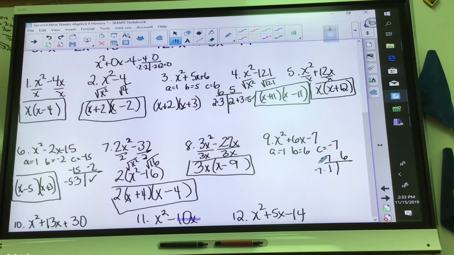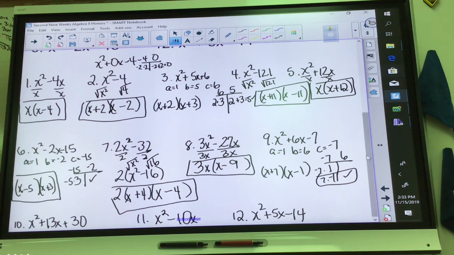I need a negative product and a positive sum, so the bigger number needs to be positive. This is the one that will give me a +6. I would put 2 empty parentheses, x in the first spot of each one, +7, minus 1.